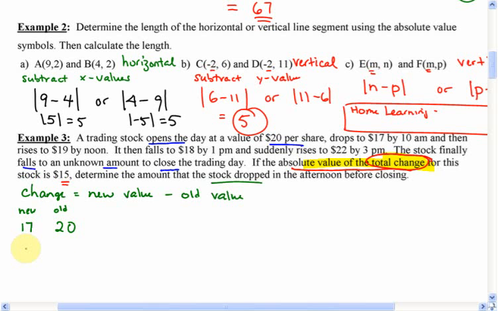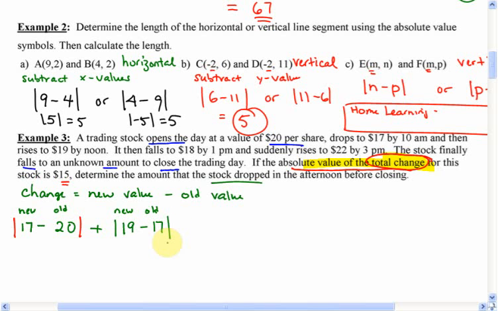Now, because I said here the absolute value of the total change, meaning I don't really care if it went down or went up, I just want to see how much it changed. What should I put in front of this expression? How about the absolute value bars? Good. Let's continue on, by the way. The next change, what's the next new one? And what's the next old one? So now I'm going from 10 o'clock to 12 noon. What was the price at 12 noon? 19, right. So that's my new price. What's the old? 17. Good. Don't forget the bar.